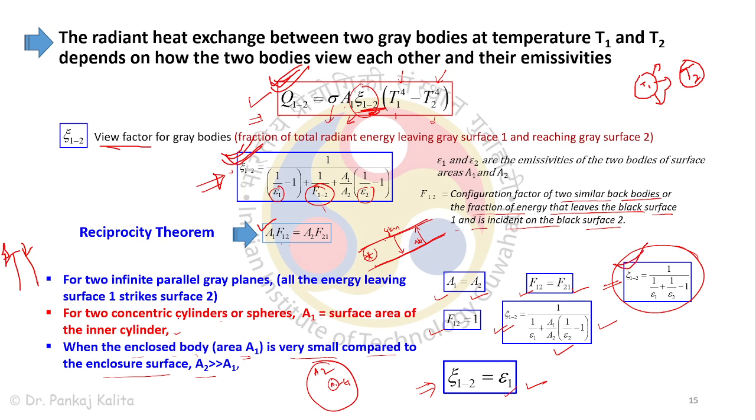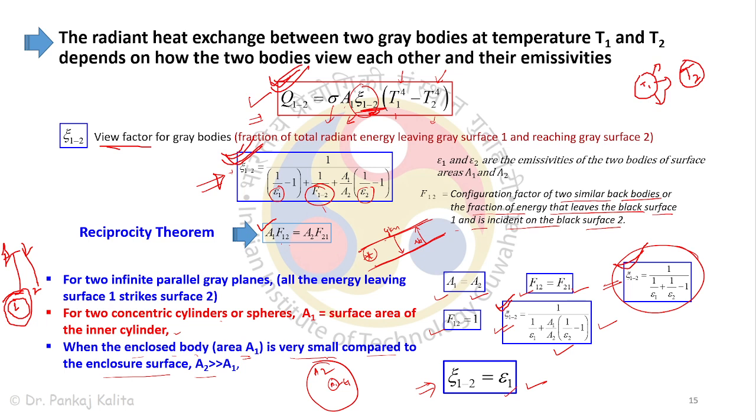Now if we are talking about concentric cylinders or spheres, say this body is 1 and this body is 2. Whatever has been emitted from 1 is fully received by this 2 surface, right? So f1 to 2 will be equal to 1. Now if we put this into the equation, it will be simplified to this.